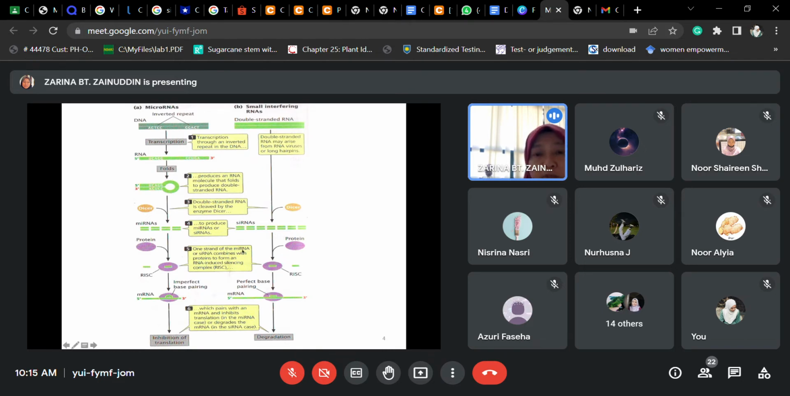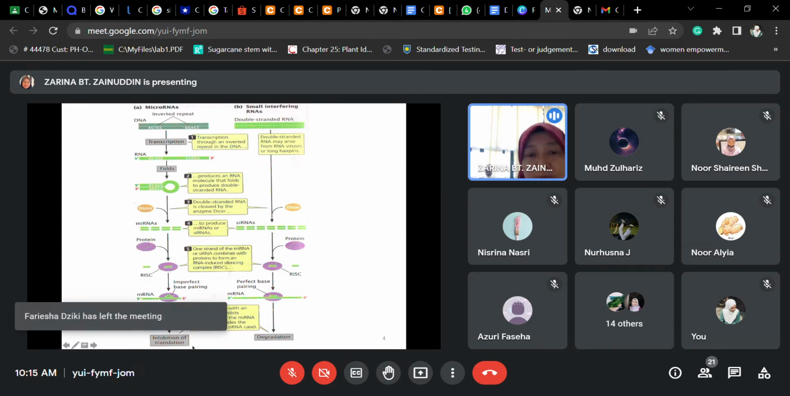So one strand of the microRNA will combine with protein to produce what we call RISC, or RNA-induced silencing complex. So the RISC will go to the target gene or mRNA that it wants to regulate. It will base pair, with imperfect base pairing to the mRNA, and inhibits the translation of the mRNA. This is the target gene that it wants to regulate. So this is the mechanism of microRNA.